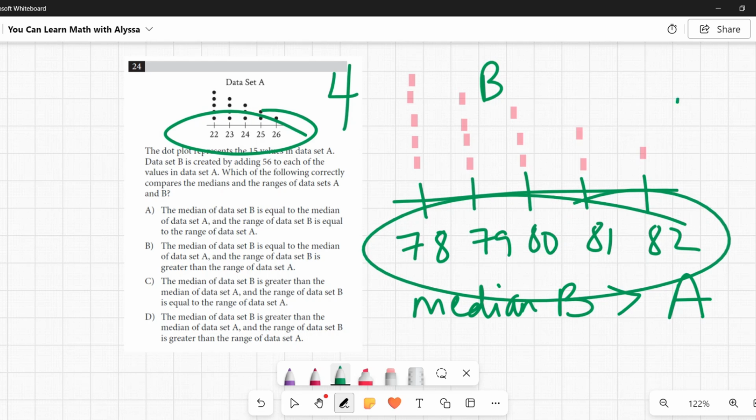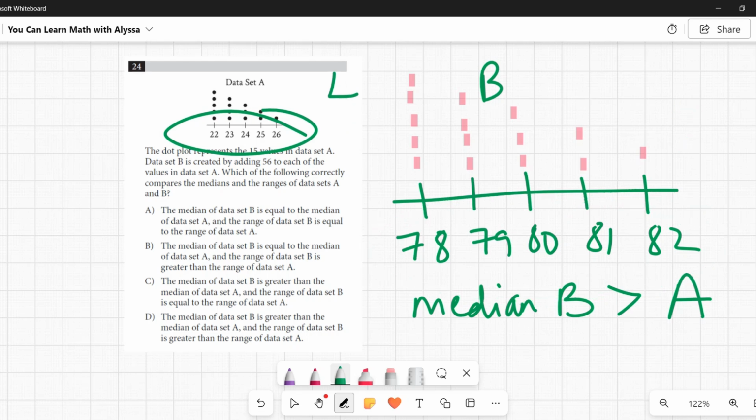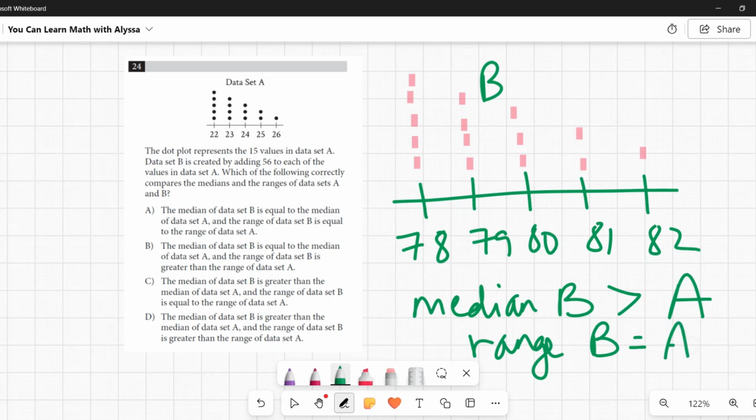Here, 78 to 82, that is a difference of 4. Those ranges are the same. So the range of B is equal to that of A. And now I just need to go through here and find something that matches what I've already said.